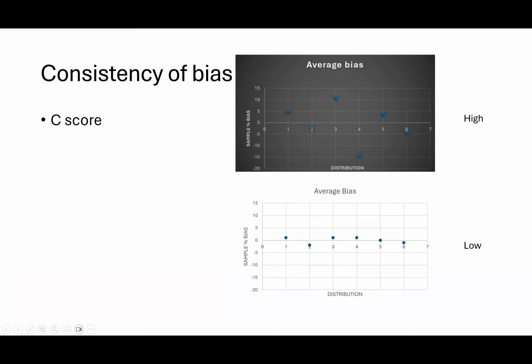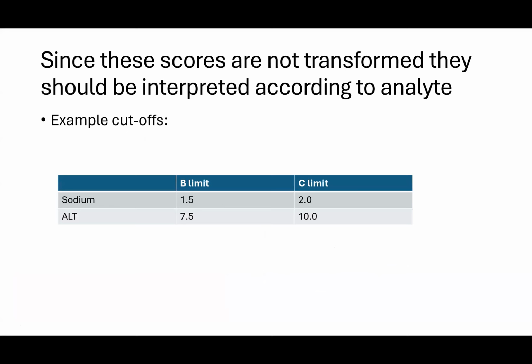So I hope that makes sense in terms of the NEQAS reports. And then the final thing to say about this is that scores are not transformed. The B and C scores are not transformed, so they need to be interpreted according to the analyte. For example, they give these cutoffs for different assays. So for example, for a sodium assay, your B score can be very much lower. Your B and C score actually both should be much lower compared to an ALT assay. And you can understand that from a clinical perspective.